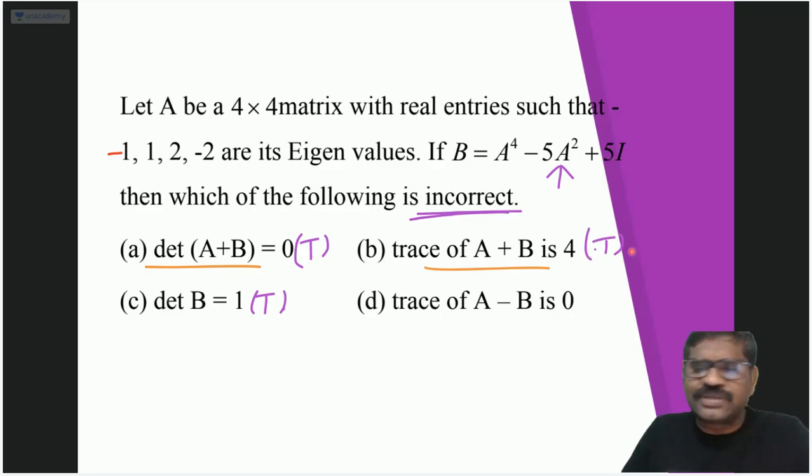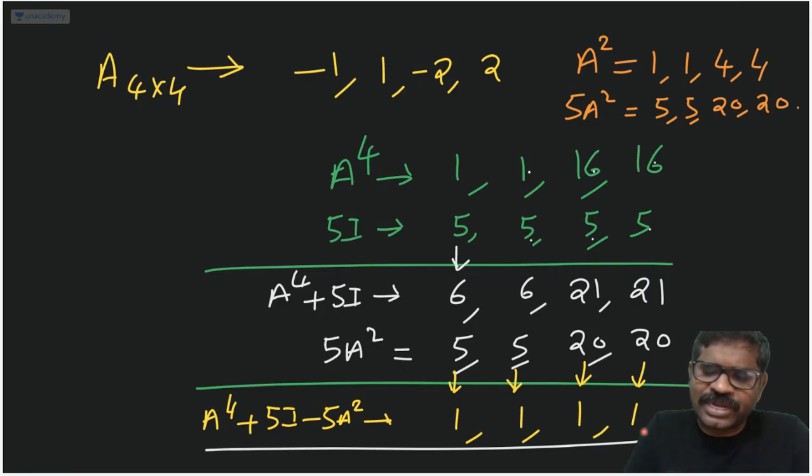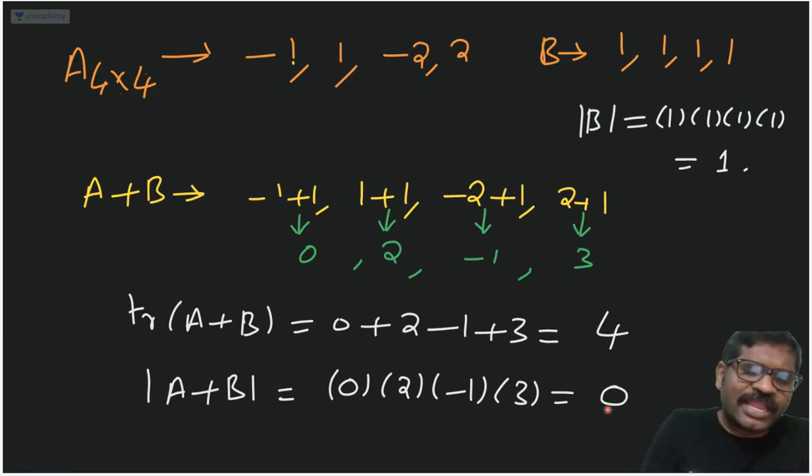First A, B, C are true. Therefore, last option is incorrect. It is false. No problem. You can cross check. What about eigenvalues of A minus B?